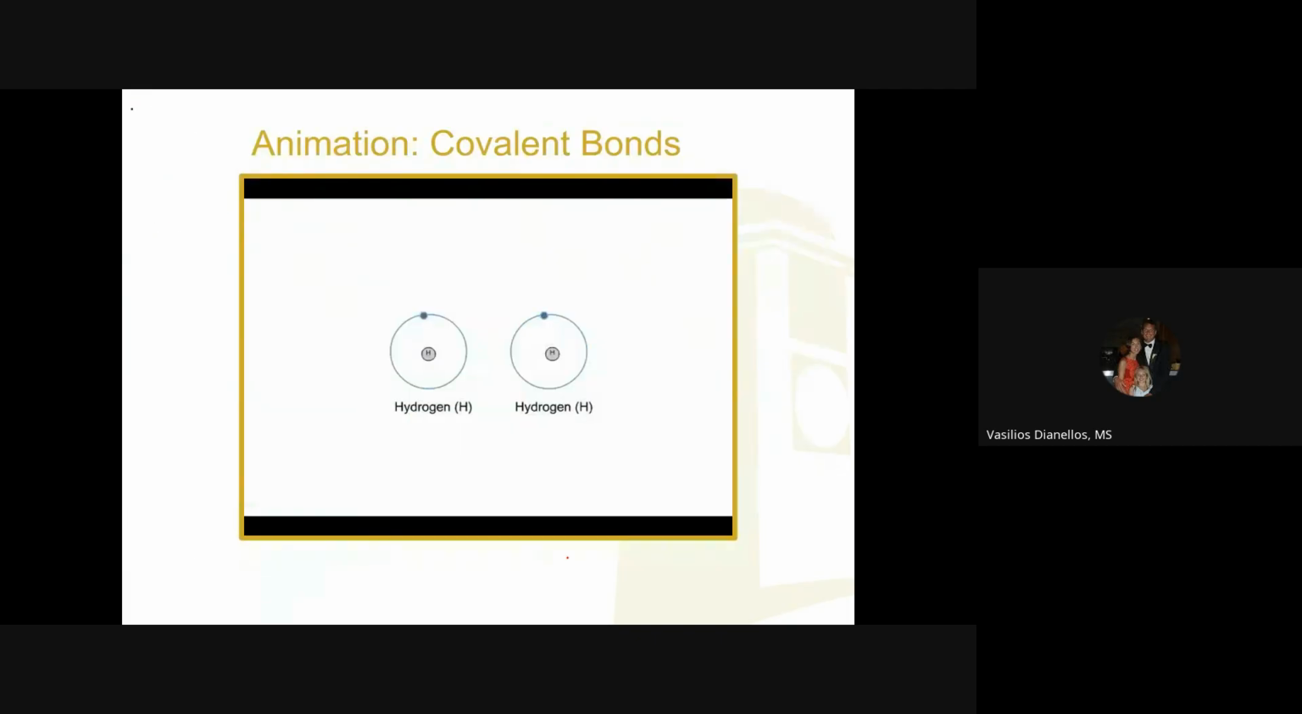So let's move forward. If you download the PowerPoint, you can watch this little animation that shows covalent bonds in action. I'm not going to waste your time showing it to you because you can see it on your own, but I do want to point this out since it's up here.